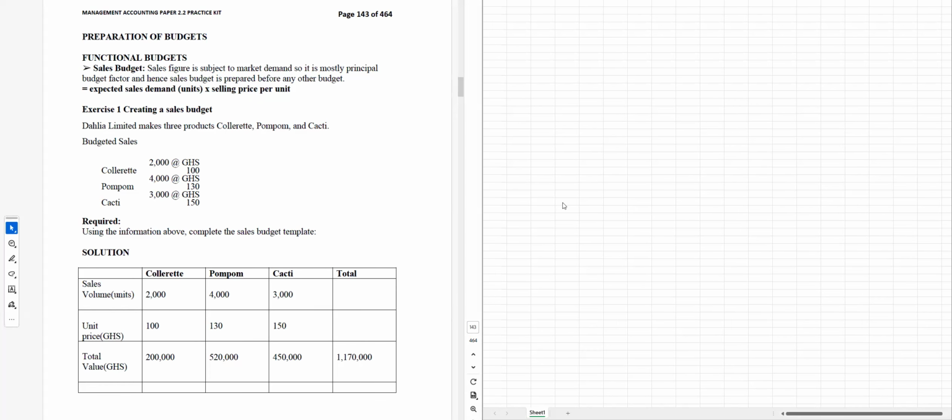So I was saying that at your level, you won't get functional budget as functional budget, but it will be used. You will need that information to prepare what? A cash or master budget. Because at your level, the calculations are mostly cash and master budget, but you still need functional budget.